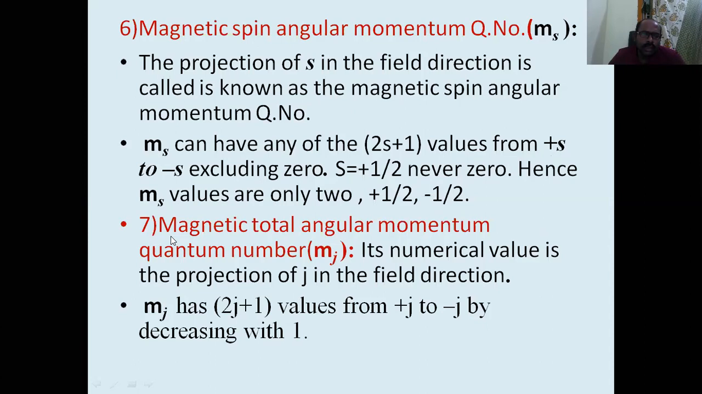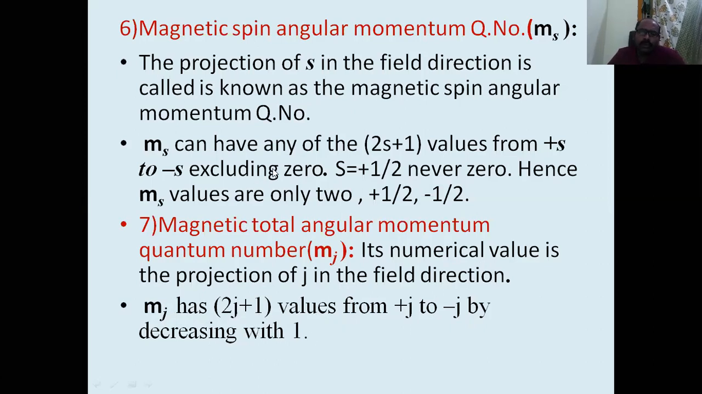The last quantum number is the magnetic total angular momentum quantum number, and it is represented with mj, m suffix j. Its numerical value is the projection of j in the field direction. So it is the same as the above two quantum numbers. Mj has 2j plus 1 values from plus j to minus j, decreasing by 1.